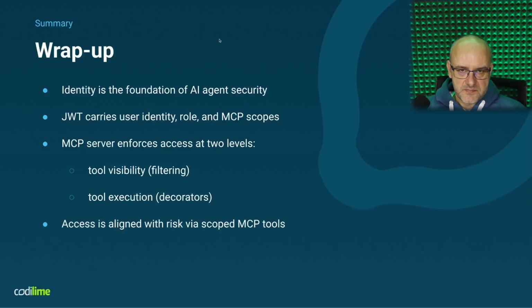So let's summarize. Identity is a foundation. We demonstrated how a JWT can carry useful information that could be used and must be used by the MCP server, which applies those checks in two moments: when tool lists are delivered and when a tool is executed. Of course, this access is aligned with the risk of particular tools.